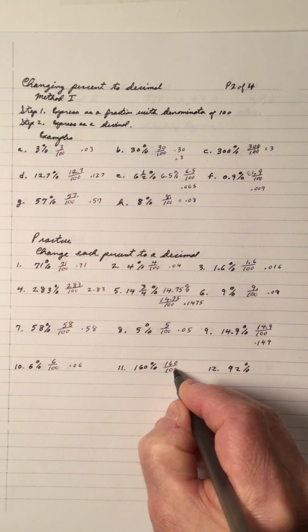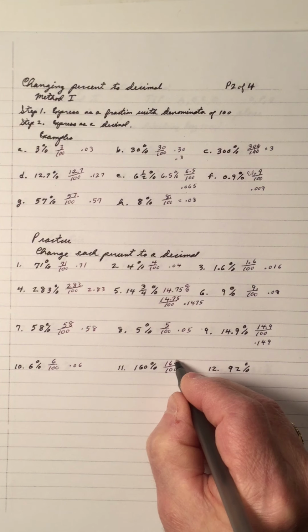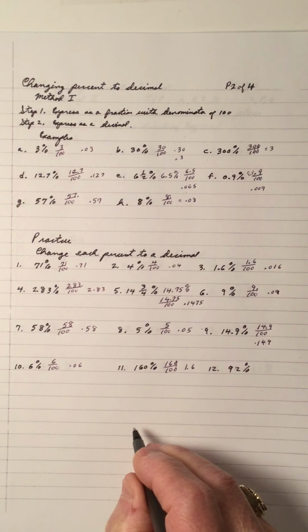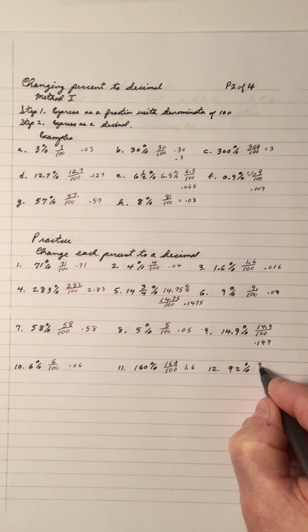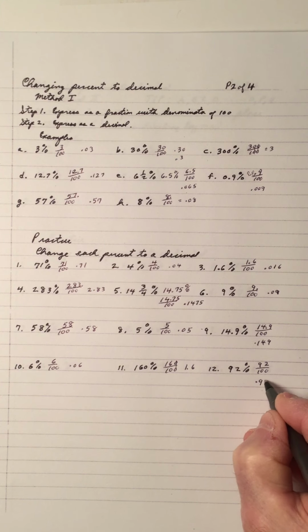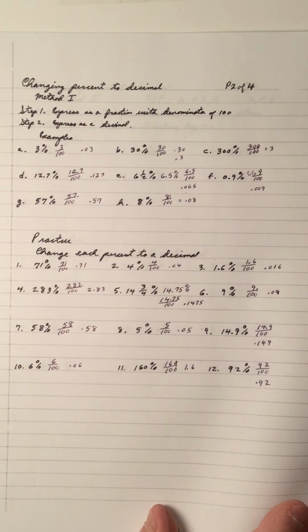160 over 100, and you scratch that out. When you divide by 10, you get 1.6. And 92 over 100, and as a decimal, it's 0.92. That's method one.